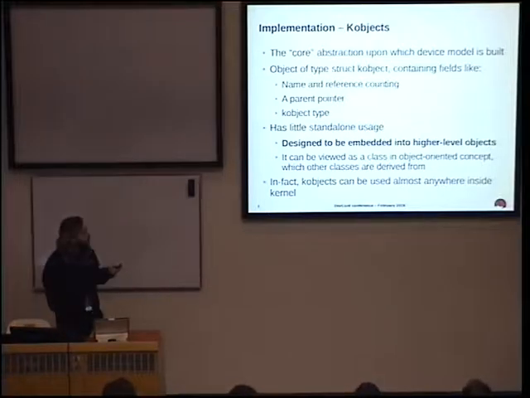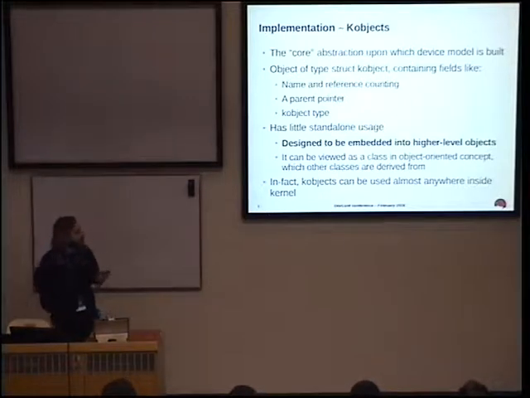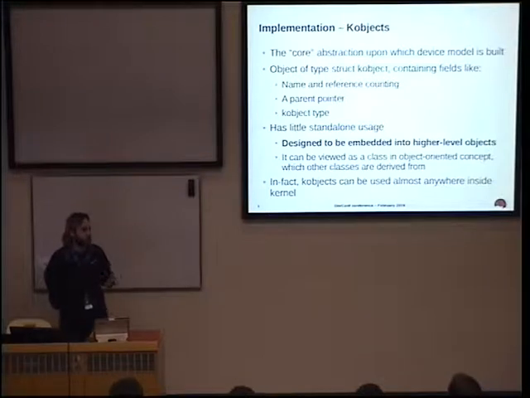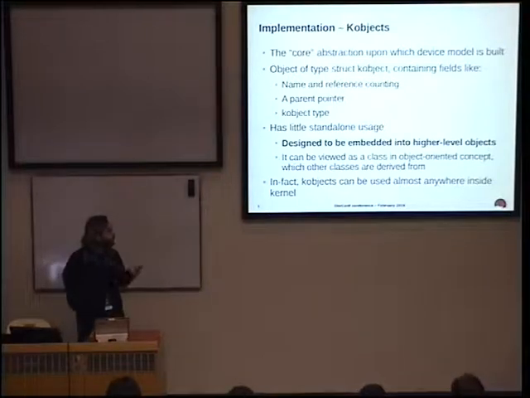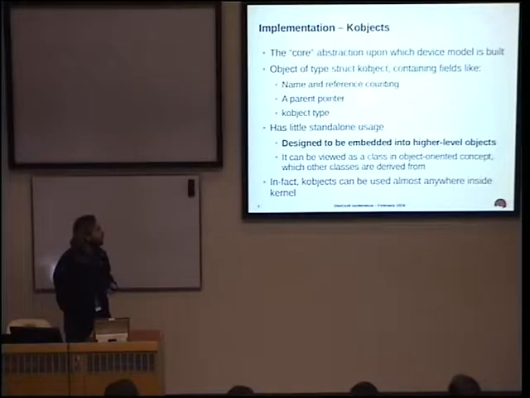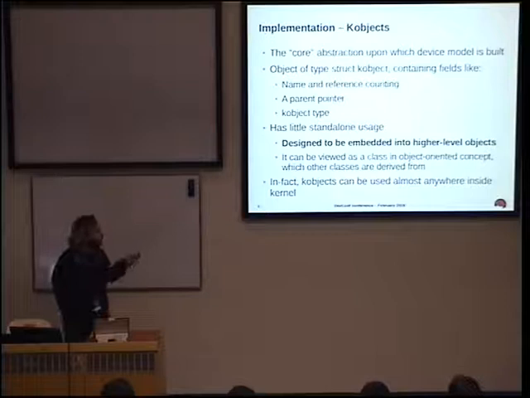It provides reference counting. So one of the keys of the KObjects is actually to provide reference counting for devices and drivers. Depending on the programmer, of course, you can always be sure you do not remove a device or a module from the kernel while the reference count is not 0. It also provides a parent pointer used to construct the tree of the device model, and it has a KObject type, that is a KType. We are going to talk more about this later.